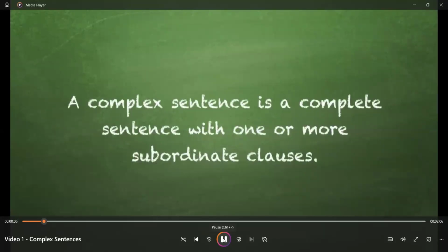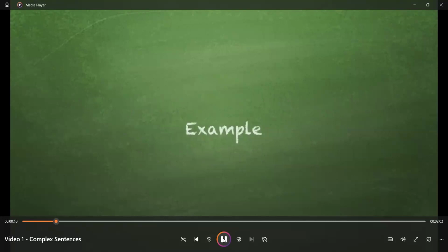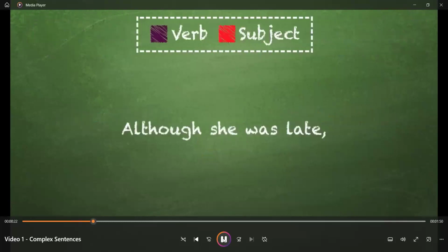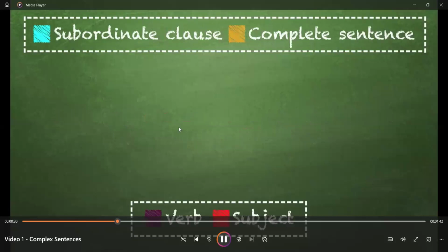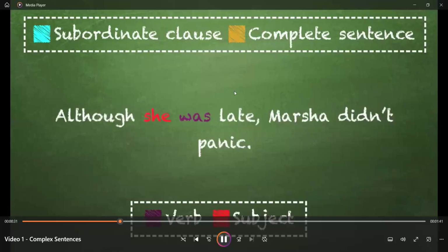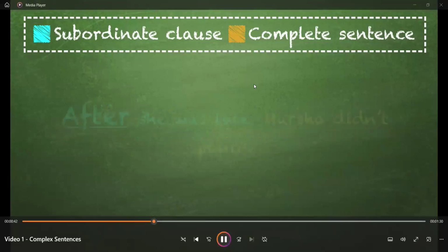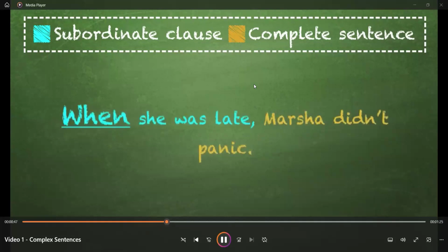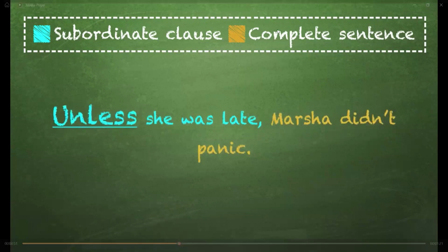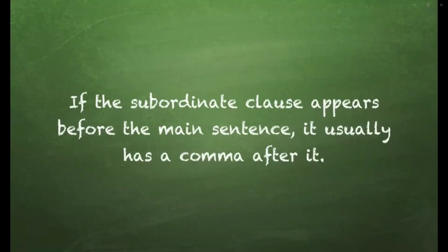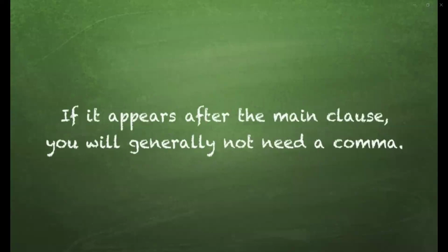A complex sentence is a complete sentence with one or more subordinate clauses. The subordinate clause has a verb and a subject, but doesn't form a complete sentence on its own. It depends on the main sentence for its meaning. Subordinate clauses begin with words such as although, if, after, when, and unless. If the subordinate clause appears before the main sentence, it usually has a comma after it. If it appears after the main clause, you'll generally not need a comma.